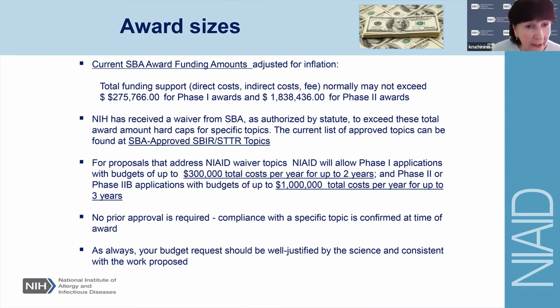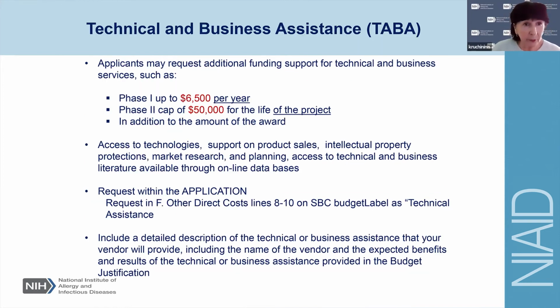But overall, otherwise, you can get up to $600,000 for phase 1 and up to $3 million for phase 2, $1 million per year for 3 years. Yeah, this is about budget. Also, not so many applicants actually remember or know about this.